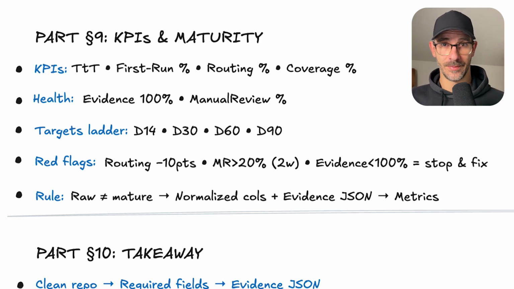And here's the rule of thumb. Raw files don't count. Normalized columns plus evidence JSON produce processed metrics. That's how a small team scales without guessing.